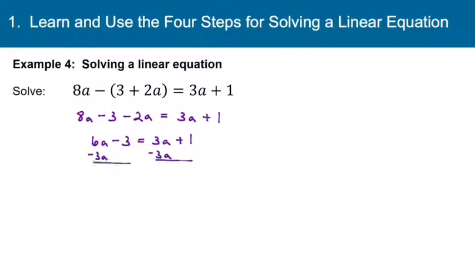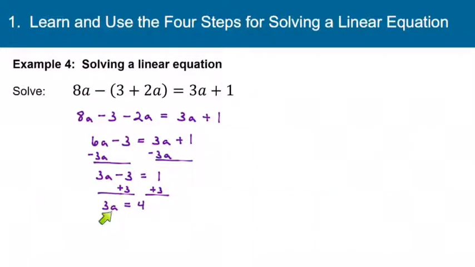We'll put minus 3a on both sides, and then combine like terms, we'll get 6a minus 3a minus 3, which is 3a minus 3. And on the right side, we'll get 3a minus 3a plus 1, which is 1. Okay, now continuing with step 2, we will add 3 to both sides to isolate the variable term, and that's going to give us 3a equals 4.